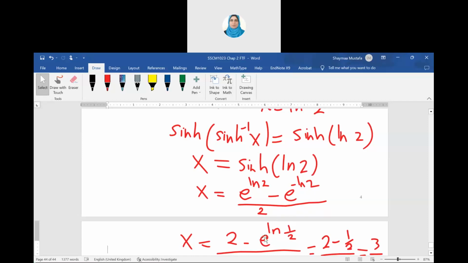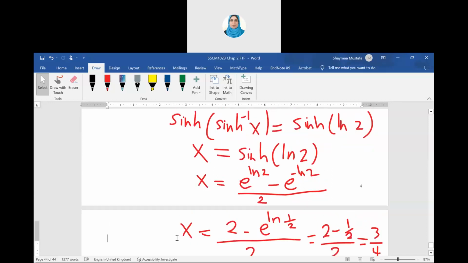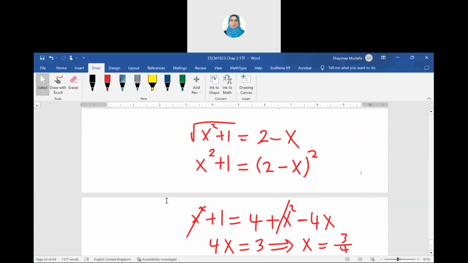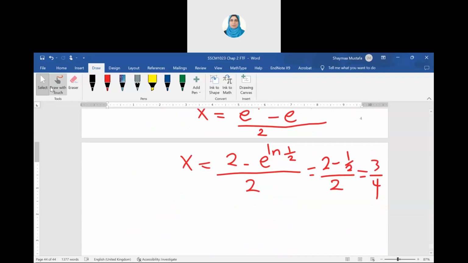So now exponential with natural logarithm will be cancelled. So 2 minus 1 over 2, over 2. Calculate this one, it is 3 over 4. So either you use this solution or this solution. Both are correct, both are acceptable. So it is up to you. Which one you feel easier, you can use.